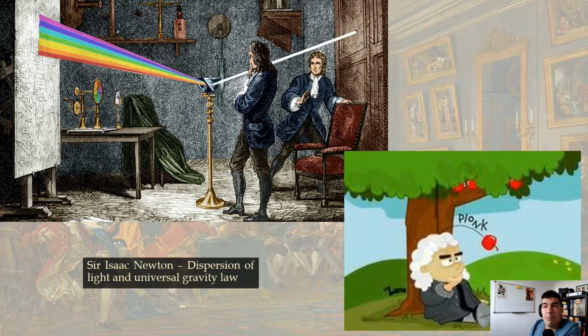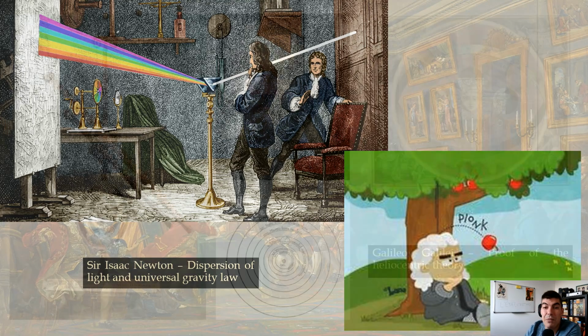So some of the most important scientific advances during this time were, for example, the dispersion of light discovered by Sir Isaac Newton with this prism, and the universal gravity law. Okay, the episode of the apple falling on the head of Sir Isaac Newton is false, by the way, but yet he discovered gravity.